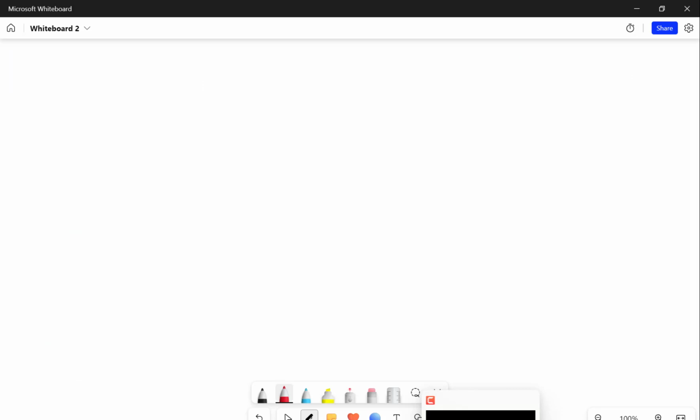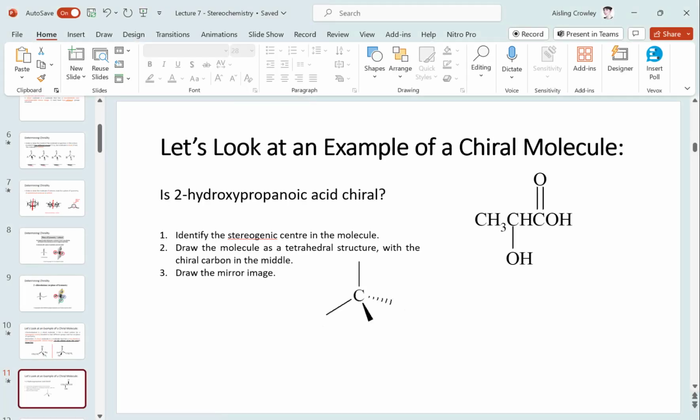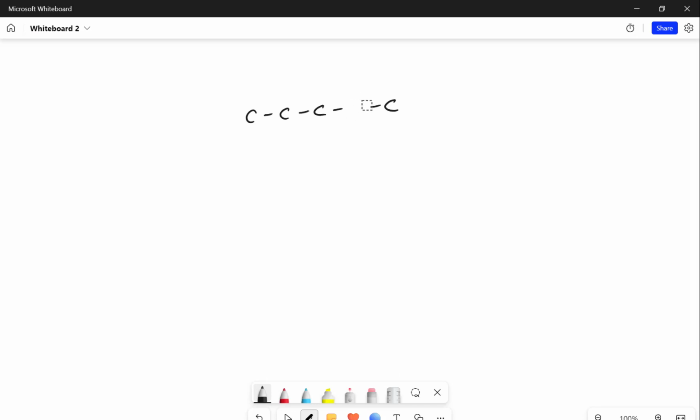2-hydroxypropanoic acid. First of all, prop tells me I have 3 carbons, not pent. So propanoic acid. When I have propanoic acid, I'm going to have a carboxylic acid, so O and OH, and again 2-hydroxy, so an OH, and everything else is just hydrogens. Don't be worrying about that one so much, just because we haven't really looked at carboxylic acids and so on, but this is our propanoic acid.